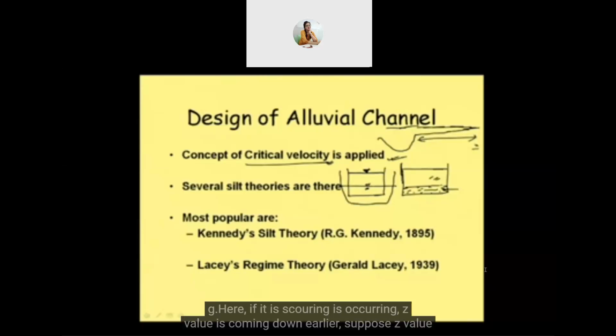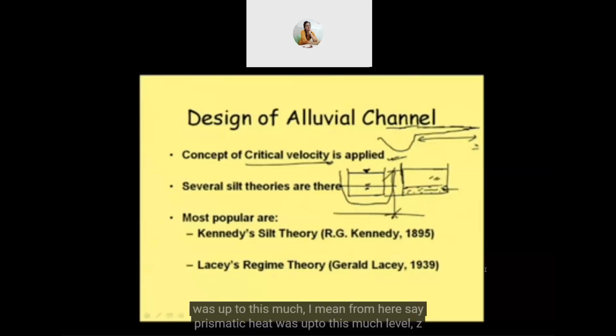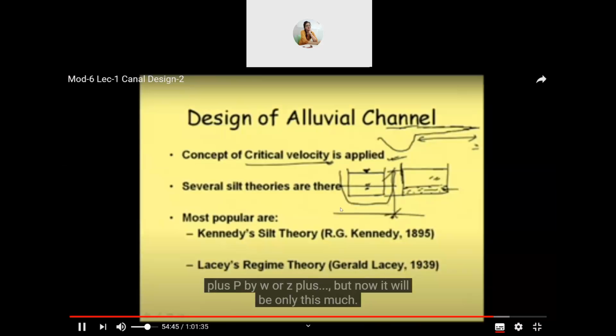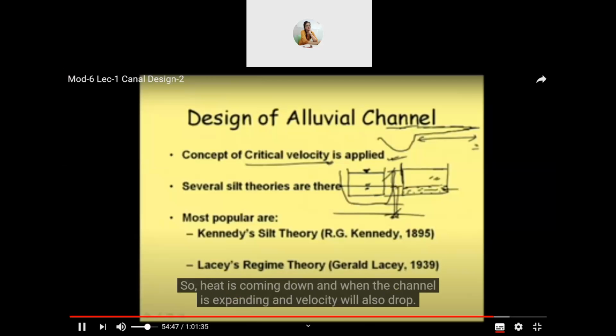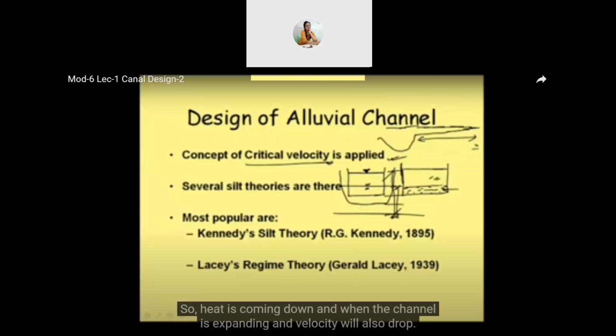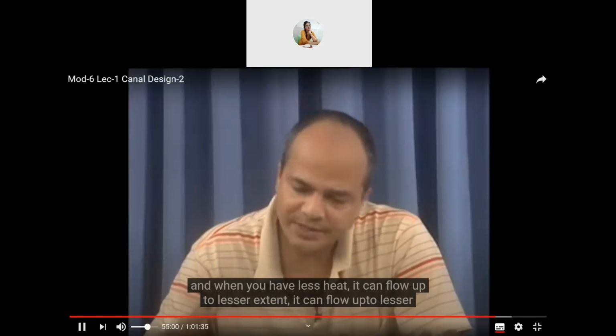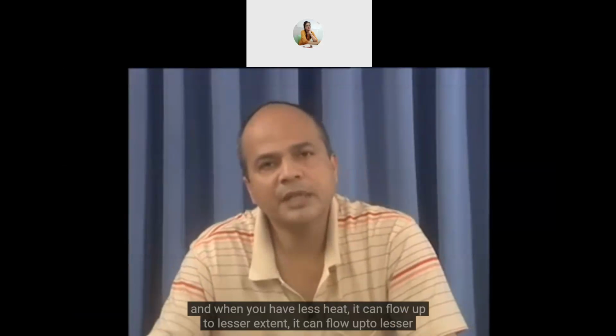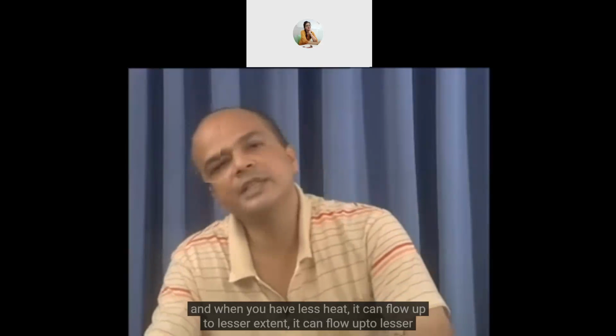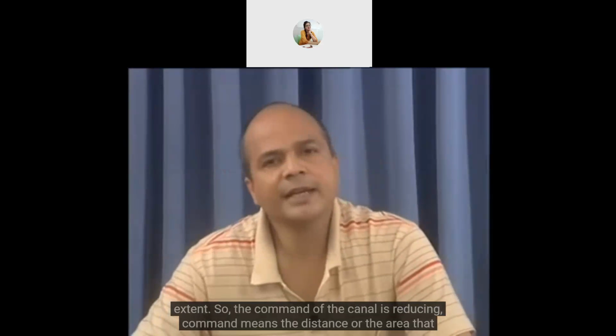Here, if scouring is occurring, the Z value is coming down. Earlier, suppose the Z value was up to this much. I mean, from here the piezometric head, Z plus P by W, or Z plus Y, was up to this much level, but now it will be only this much. So head is coming down, and when the channel is expanding, velocity will also drop. So this V square by twice g portion is also dropping. So total head is reducing, and when you have less head, it can flow up to a lesser extent. So the command of the canal is reducing.